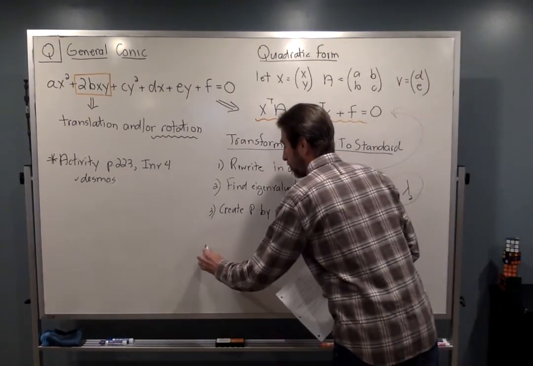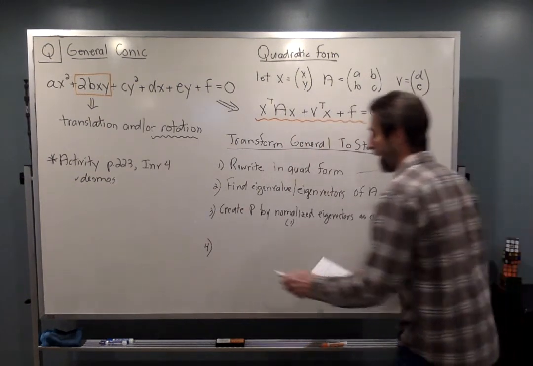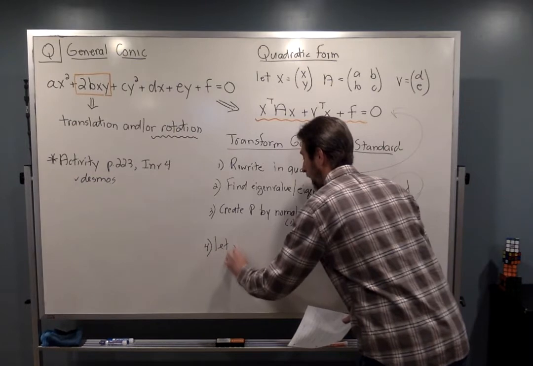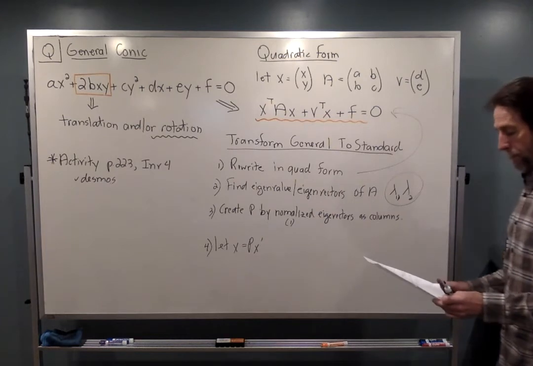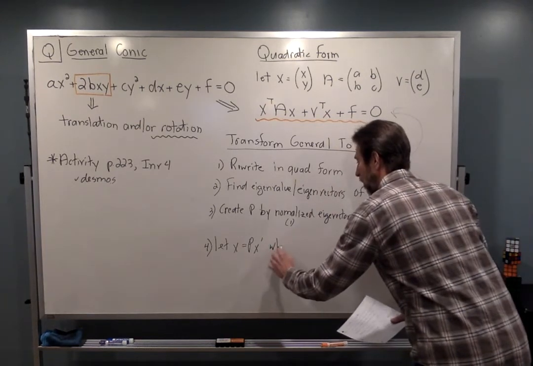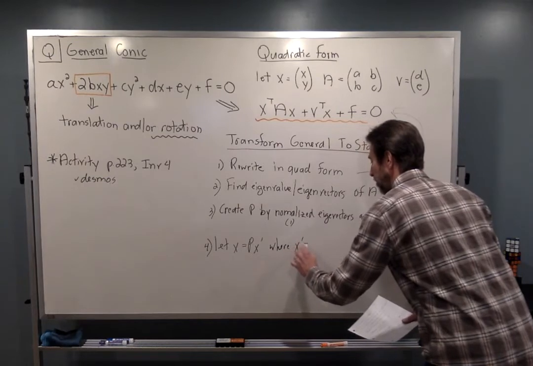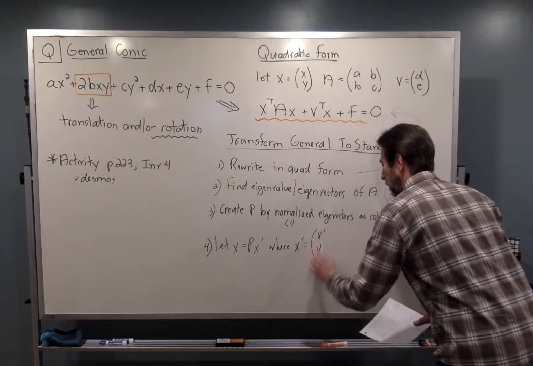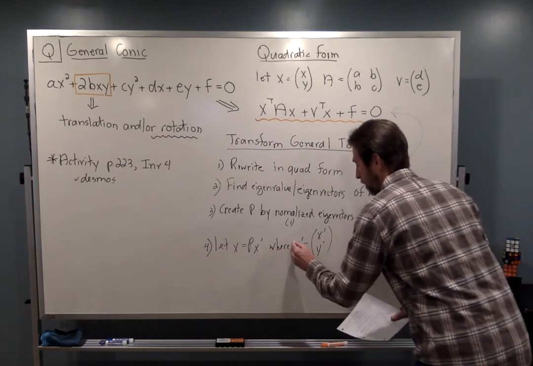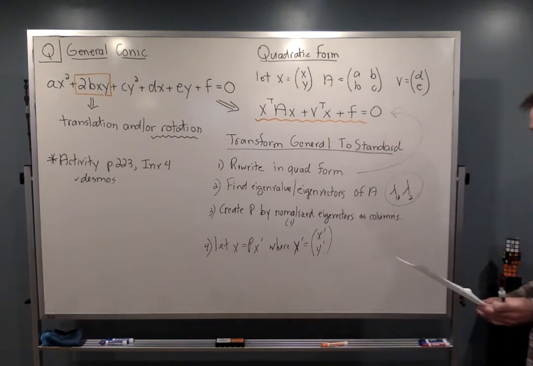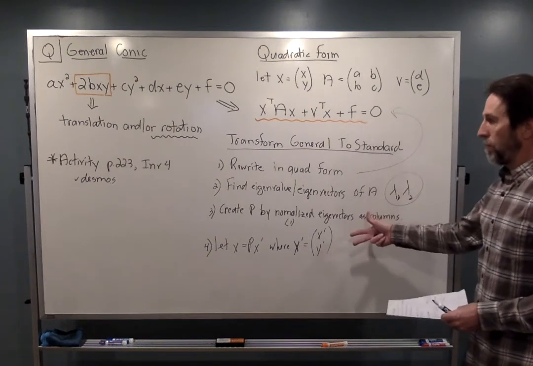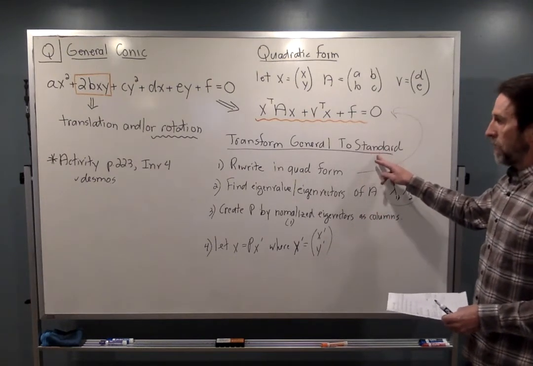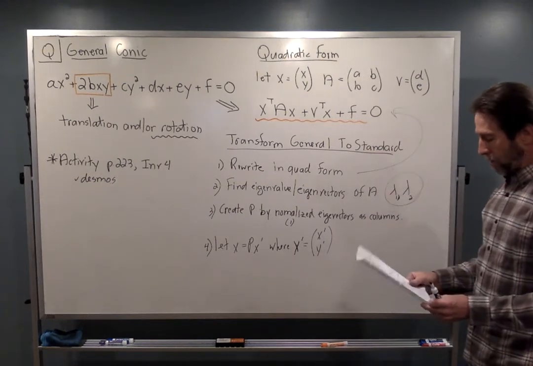And then the final piece, which is where a lot of the work comes in, is to let x equal P x prime, where x prime is basically x prime, y prime. Now what would happen here is this is really going to replace this capital X value that we have. And by making that substitution, we would end up with an interesting version, so we can identify it, we have it in standard form, and we know everything about how it has been changed.